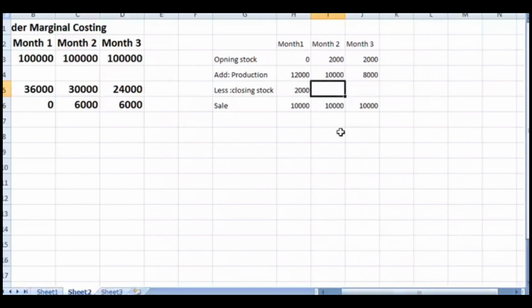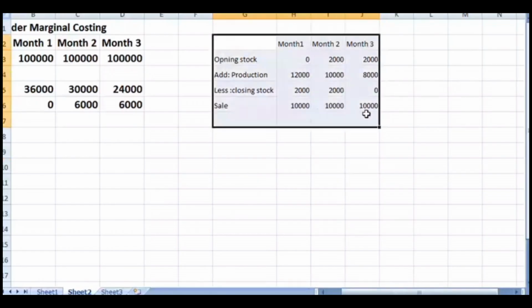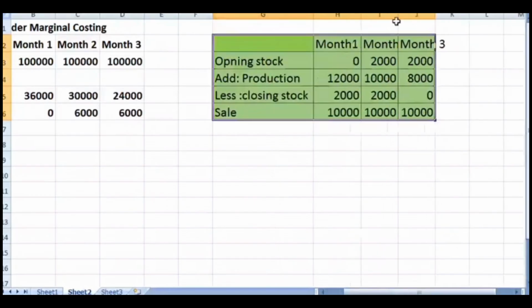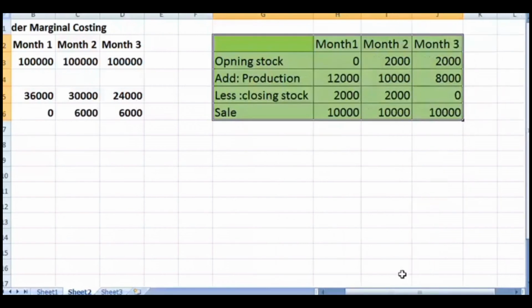Here 2,000, 2,000 again. And here 8 plus 2, 10, so 0. Now you got it? So your stock position is done. These are units. Closing stock in units is 2,000, 2,000, 0 and opening stock is 0, 2,000, 2,000.